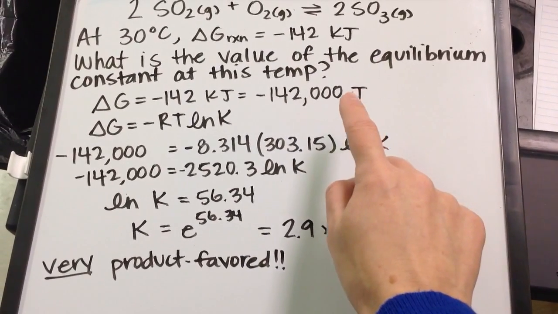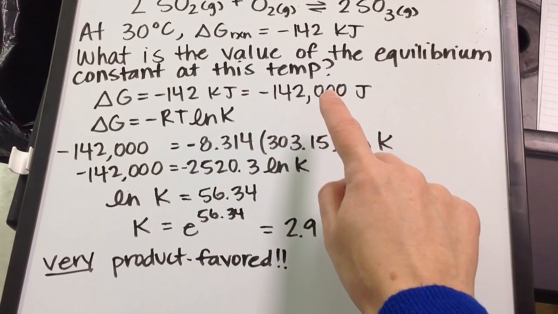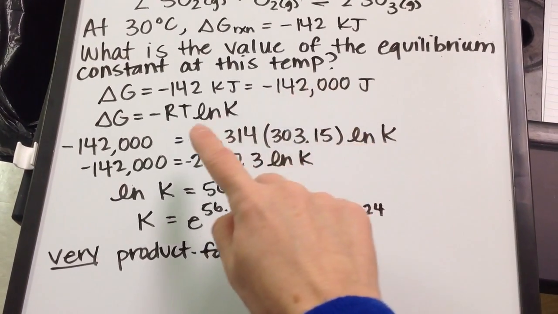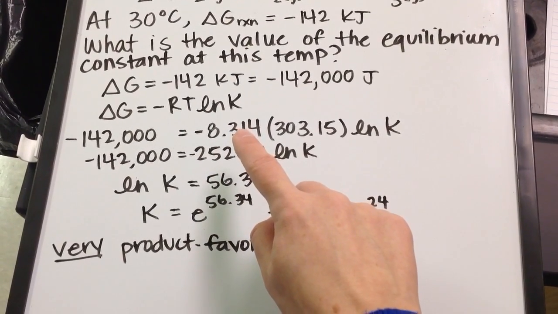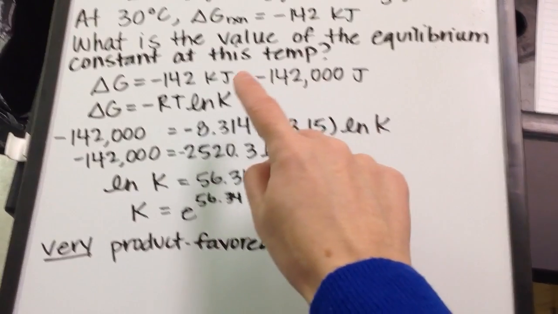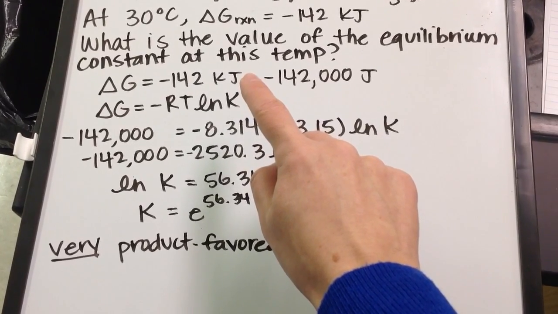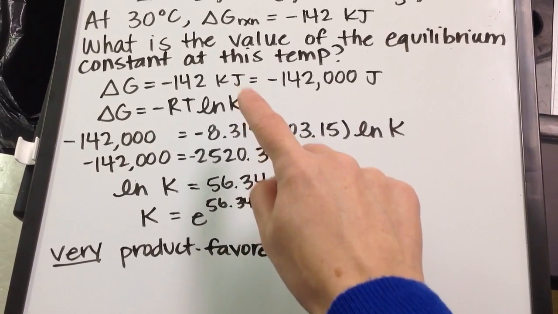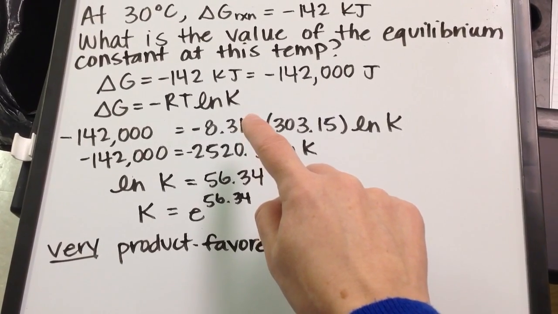Well, the first thing we need to do is make sure that delta G is converted into joules. The reason for that is because R has the units of joules, okay? So make sure that it's calculated in joules here. If you plug in kilojoules, your answer is not going to make sense, right? Because kilojoules will not translate to an R value that's in joules per Kelvin.